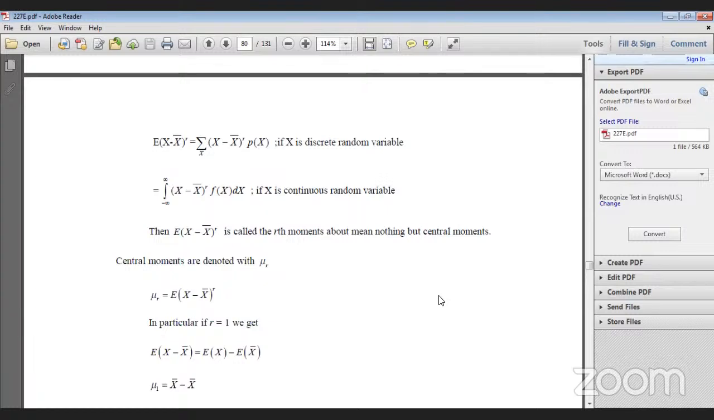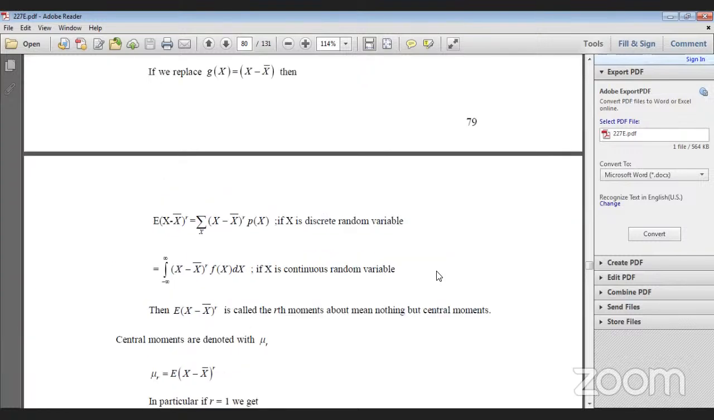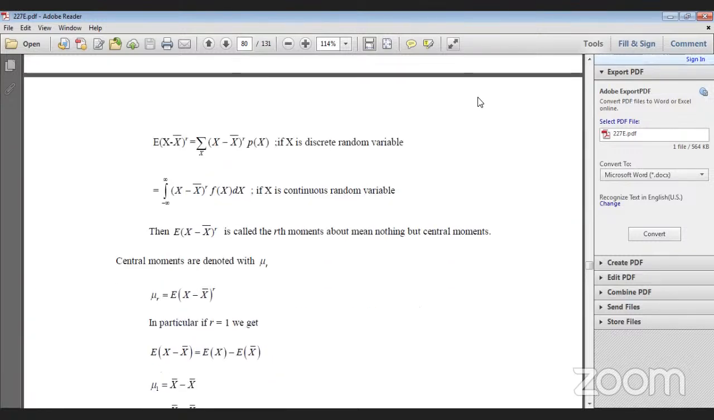If r is equal to 1, we get E of x minus x bar. So we can write E of x minus E of x bar. See here, all of you, E of x minus x bar we are writing here.